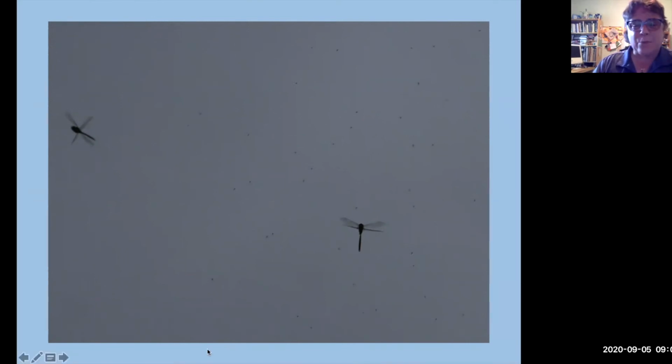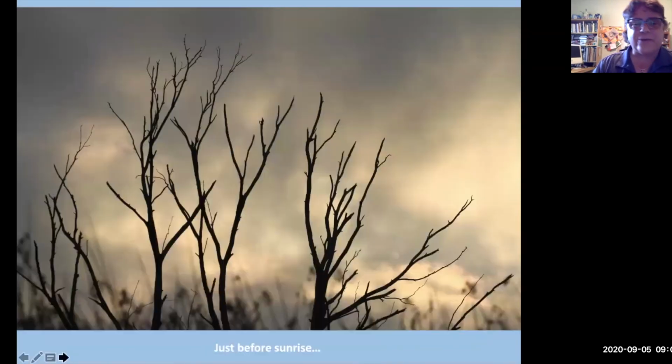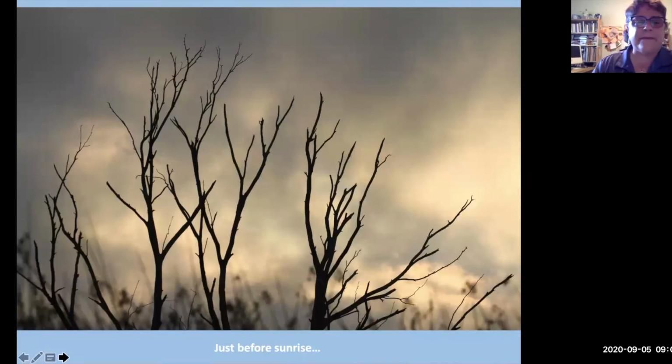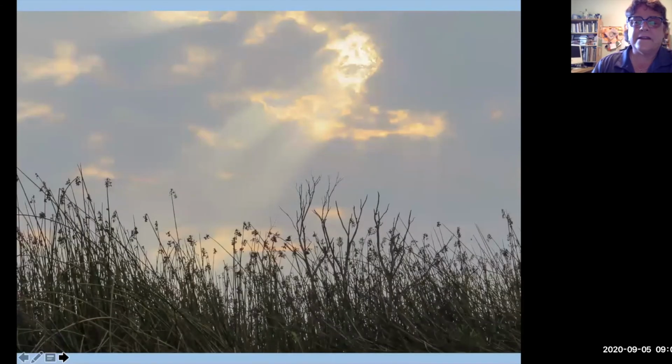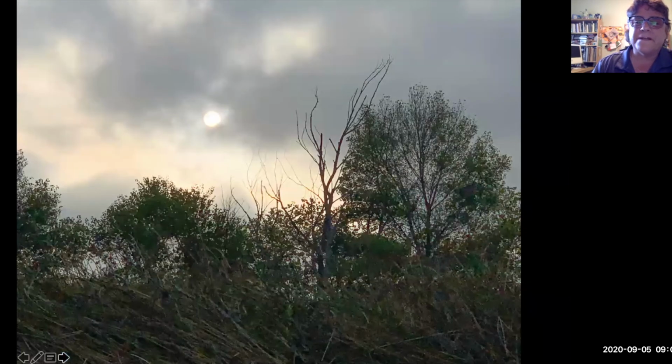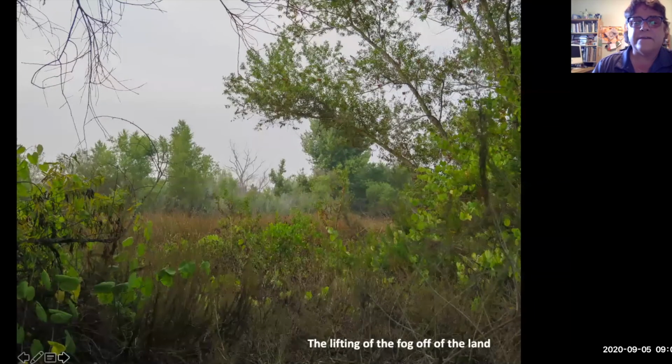So back to the mornings. Mornings are absolutely incredible. This is just before sunrise. I just love the sky behind there. The light coming through the clouds beginning to light up the tules. It just adds to the quiet. It's just so beautiful. The sun right through the land, and then the fog lifts up off the land.